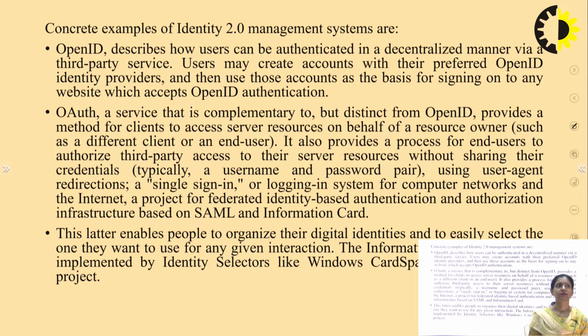Now, we have some examples of Identity 2.0 management systems, that are OpenID and OAuth. OpenID basically describes how users can be authenticated in a decentralized manner via a third-party service. The users may create their accounts with their preferred OpenID identity providers, and then use those accounts as a basis for signing on to any website which accepts that OpenID authentication.